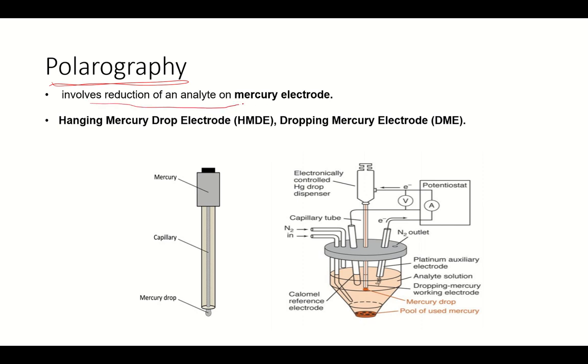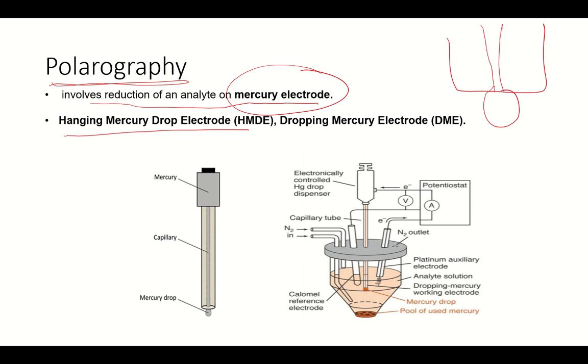It involves reduction of analyte on the working electrode, with the use of mercury as the working electrode. So there are two types. Hanging means the mercury will issue from this capillary, so it will stand still or hang at this tip of the capillary, so you know the size of this drop. This is called hanging mercury. So for the reduction process, for example, the metal cation will reduce on the mercury surface.